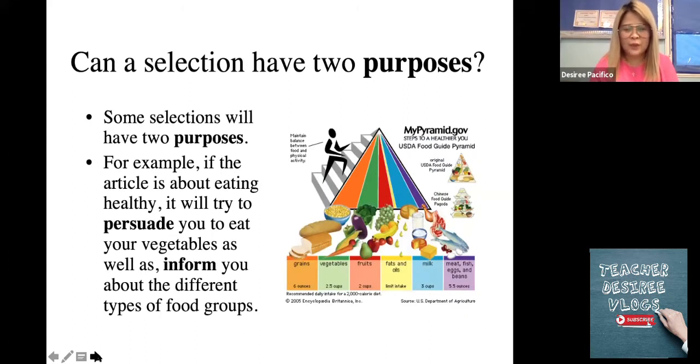Now, for example, we have this writing about food, eating healthy. Now, some selections have two purposes. On this writing, or this article, the two purposes are persuasive, or trying to persuade the readers, and informing them about the different types of food. Now, when you say persuade, it's trying to convince people to eat healthy and to eat good vegetables.